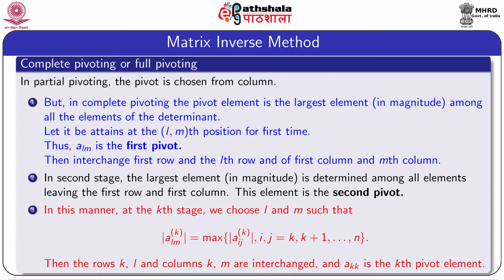In this manner, at the kth stage, we choose a_lm such that the absolute value of a_lm at the kth iteration is equal to the maximum among the absolute values of a_ij at the kth iteration, where i and j equal k, k plus 1, up to n. So, using this formula, we can determine the kth pivot element, then rows k and l and columns k and m are interchanged, and a_kk becomes the kth pivot element.